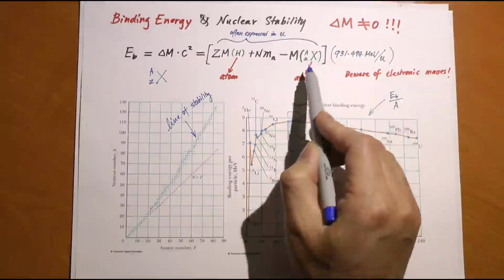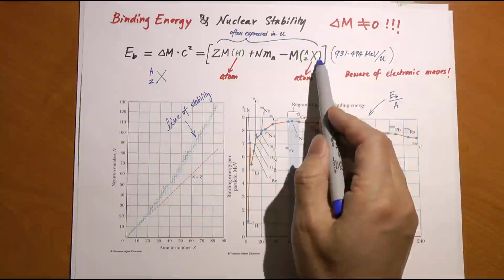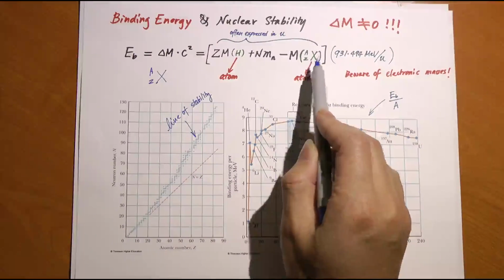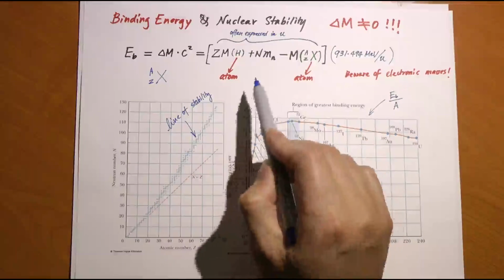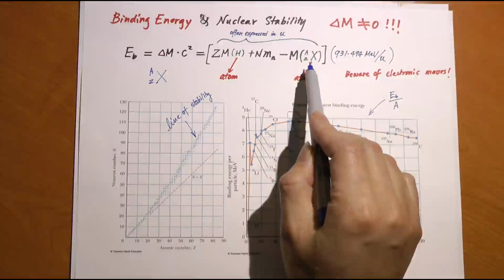The initial mass, however, is just the mass of this thing, right? A, Z, X. There is a difference in mass. The final mass is greater than the initial mass because you have to feed energy into the system in order to break it apart. That energy translates into greater mass.